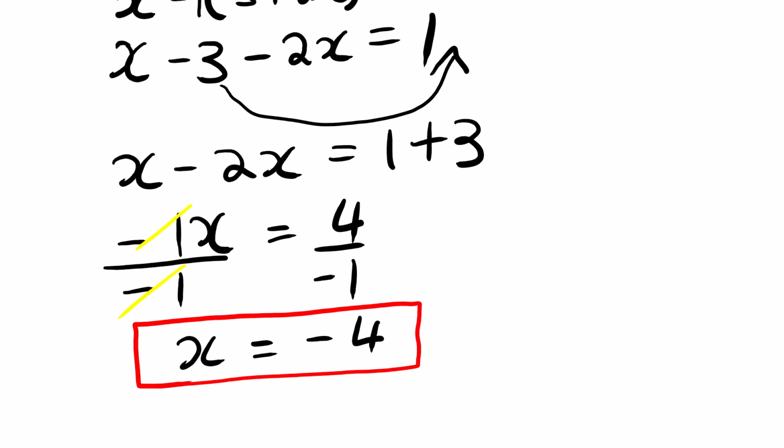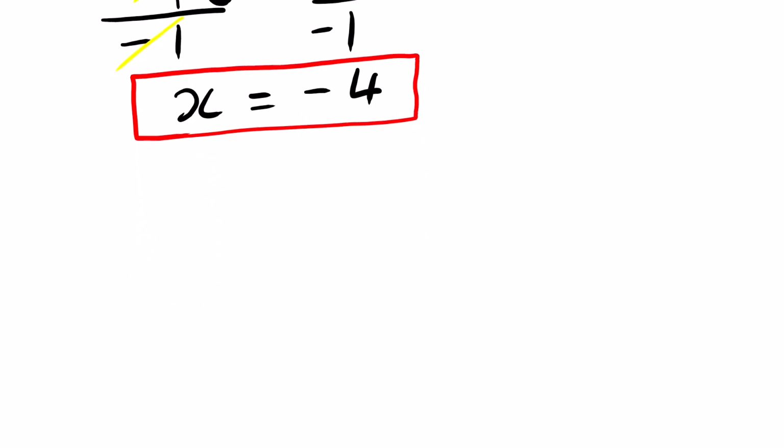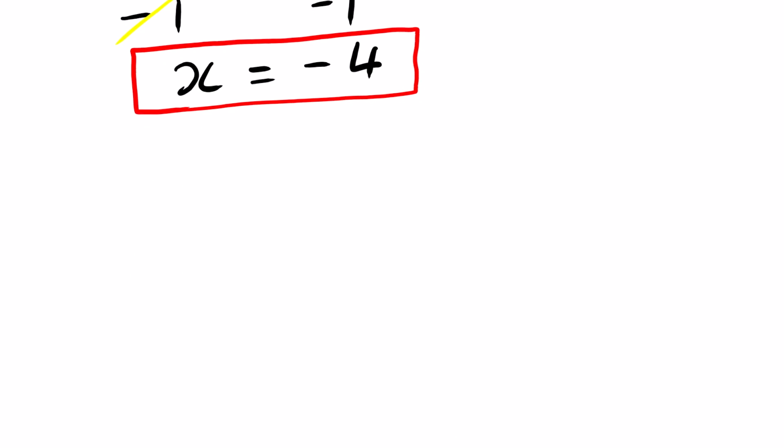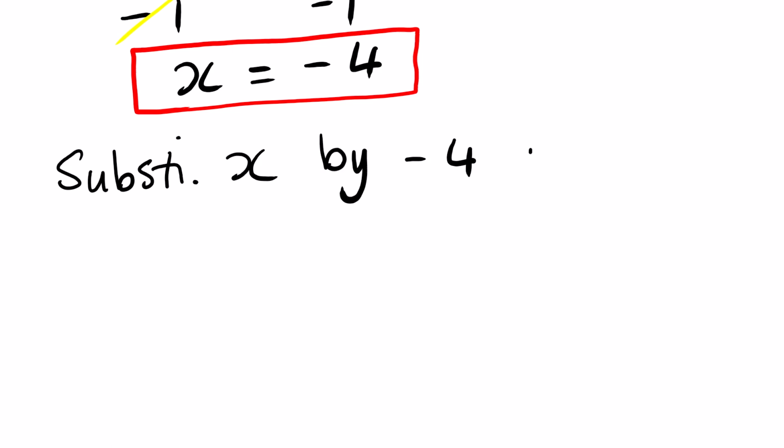This is our first solution. Remember, we are solving for x and y. We are done with x. Now we go to our next variable, which is y. Now we write the statement, substitute x by negative 4 into, now for the second statement, it's simple. You can choose any equation. It doesn't matter whether you choose equation 1 or 2. Into equation 2.